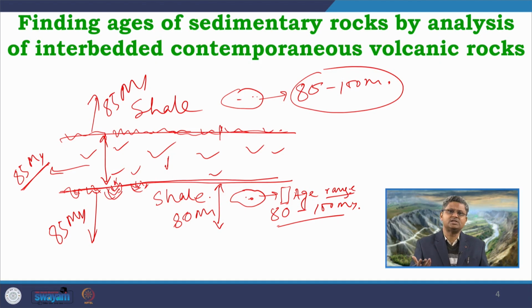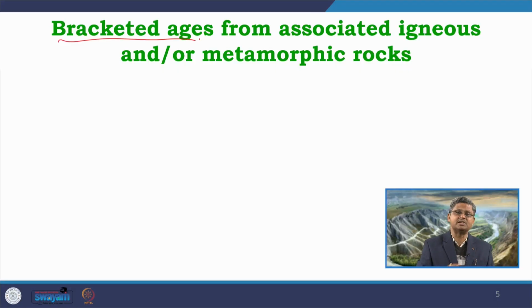But in many cases we may not be lucky enough to get this kind of volcanic layers interlayered with sedimentary layers. So, in such cases we have to rely on certain plutonic rocks or metamorphic rocks, or rather the plutonic event and metamorphic events. So, there comes the concept of this bracketed age that we have discussed in the earlier slide. So, again we can take a detailed example over here. Say in one area we have a granite body.